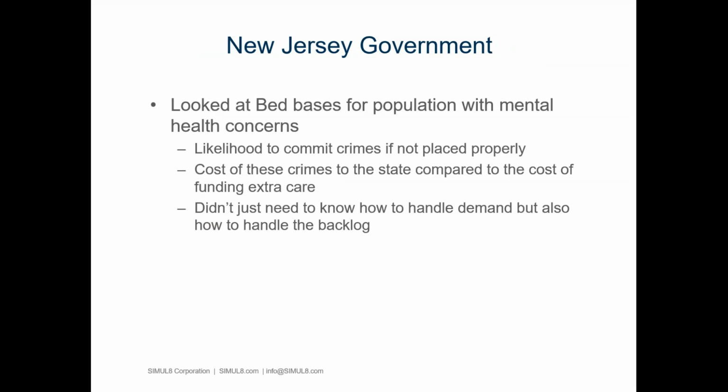In the New Jersey government, we've actually had clients looking at the bed basis for population with mental health concerns as well. So we know these patients are highly likely to commit crimes if not placed properly, and we can see that from past data. We know the cost of these crimes to the state compared to the cost of funding extra care and adding extra beds is high. And also the added complication was that there's already a queue for these beds. There's already people needing to get into them. So we didn't actually just need to handle new demand, but also need to see if we can do something to handle the backlog as well. So simulation was used to really advise that and see exactly how many beds should be implemented.